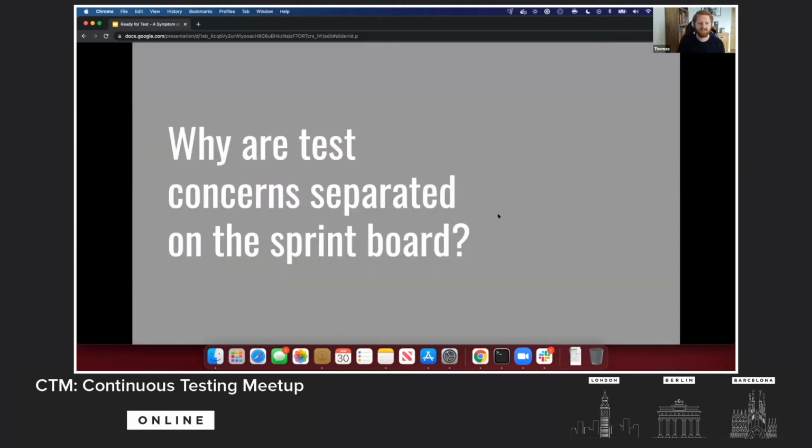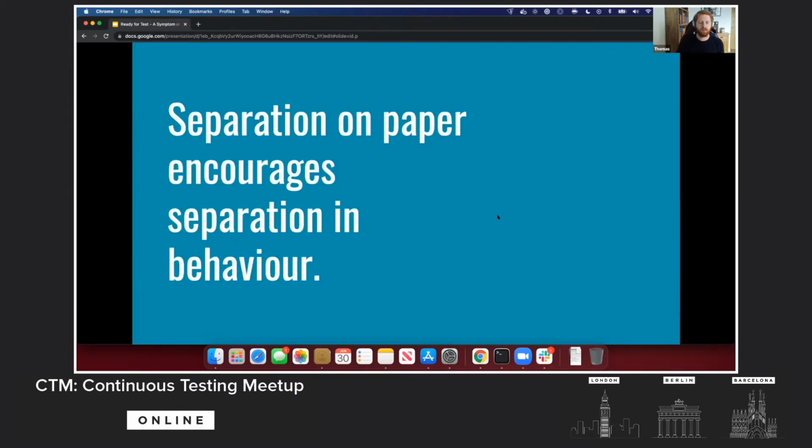And why are test concerns separated on the sprint board? Separation on paper is going to encourage separation in our behavior. If we see separate columns on the board, ready for test, in test, separation in our process, it's going to encourage us to think of QA as separate, as owned by particular people, by specialists on the team, as something that doesn't belong to the entire team. It's going to encourage that throw over the fence mentality that I'm sure a few of us have seen in the past.